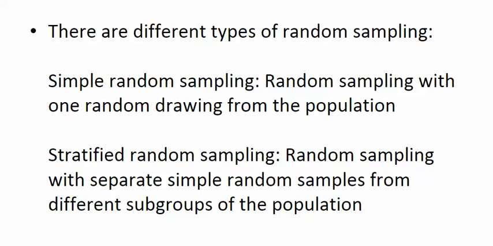That would be stratified random sampling because I'm taking a series of random samples, each one from a different subgroup of a population. In this case, the first subgroup is male students, the second one is female.